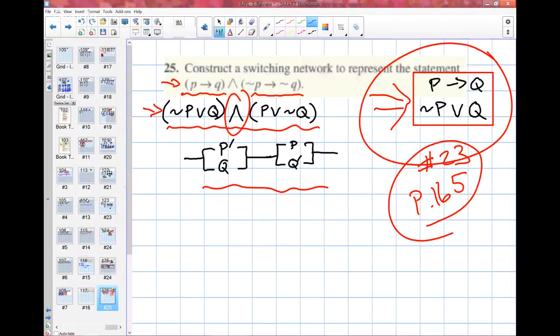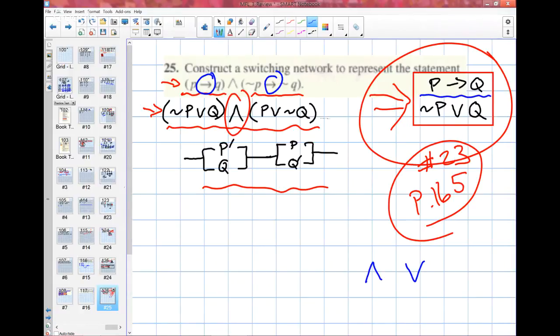So what made that tricky was I showed you how to draw a switching network for an if-then, correct? Do you remember, I only showed you how to do this and this, right? So what in the world is this doing here then? And the answer is, well, look at what's over here in the box. Do you remember this identity?